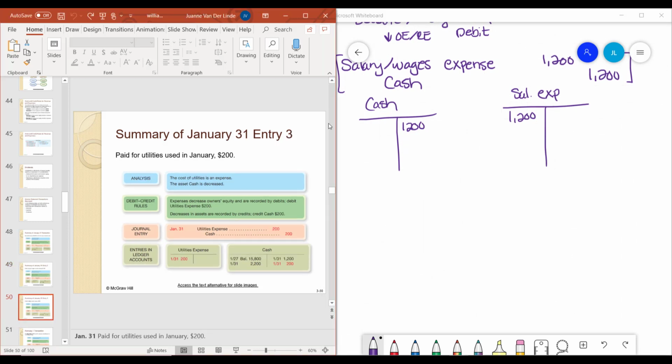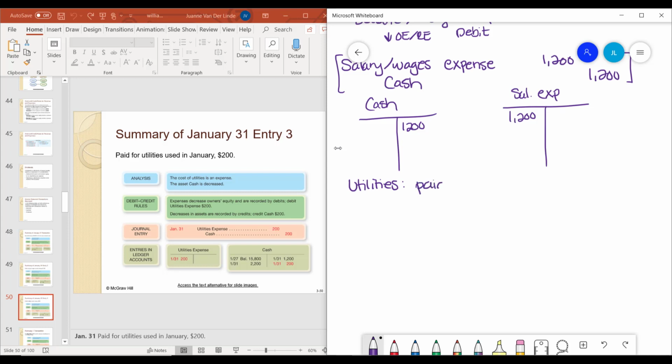Next one, paid for utilities used in January. So again, the key word there is paid, so that means immediately that's cash and not an accounts payable. You paid $200 for utilities. Utilities is something I have to pay for to keep the lights on, right? So to help me generate revenue, I can't not pay my utilities. So that would count as, or be regarded as, utilities expense.